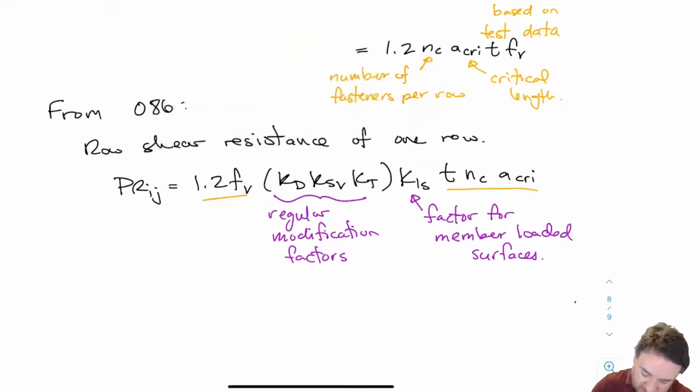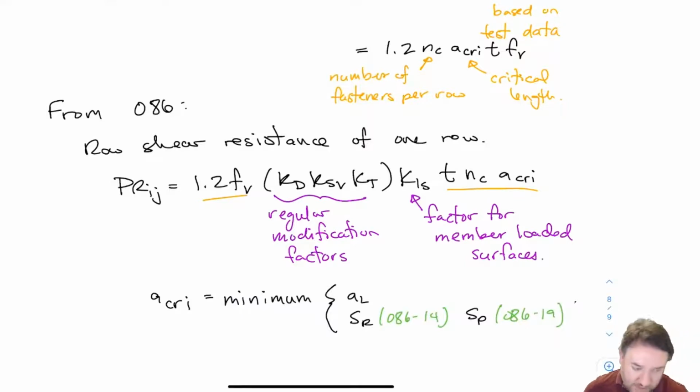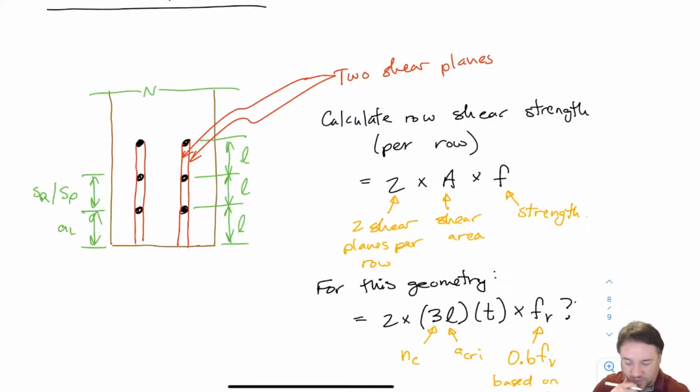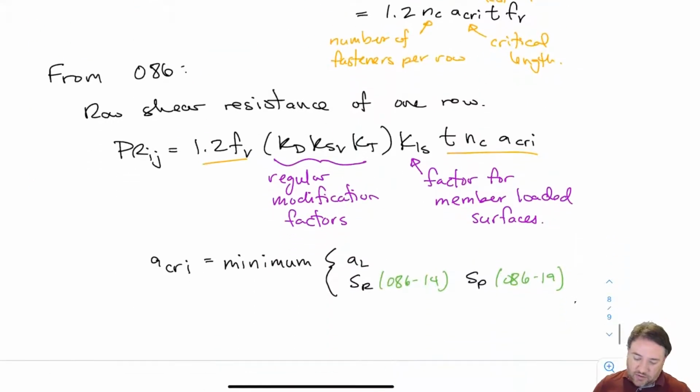And then, of course, we need to formalize how we calculate this parameter ACRI. ACRI is the minimum of the loaded end distance, which is this distance here. That's our AL, if you recall, loaded end distance, and or our SR/SP, which is our parallel to grain distance, or our in-row spacing, depending on whether you're talking about O86-14 or O86-19. The parameter is the same, just has a different name. So it's basically the minimum of all of the spacings.